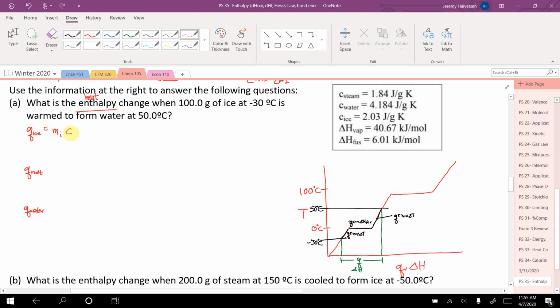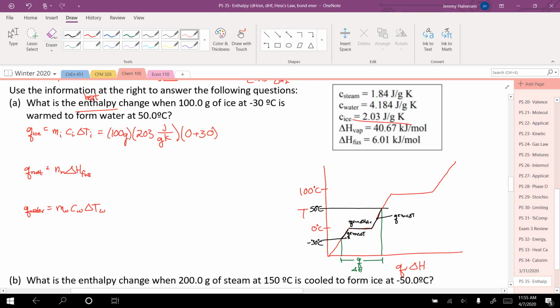It's going to be m ice, c ice, delta T ice. It's going to be m melting, delta H, I should say fusion. This is going to be m water, c water, delta T water. Okay, so let's plug things in. I'm always going to look at the units on my C or my delta H to see what units I should use for other stuff. So my C value for ice is 2.03 joules per gram Kelvin. So I can use grams as my mass. Got 100 grams. My C is 2.03 joules per gram Kelvin. And my temperature change is from negative 30 up to 0. So 0 minus negative 30.